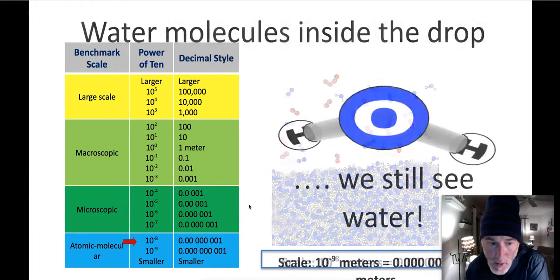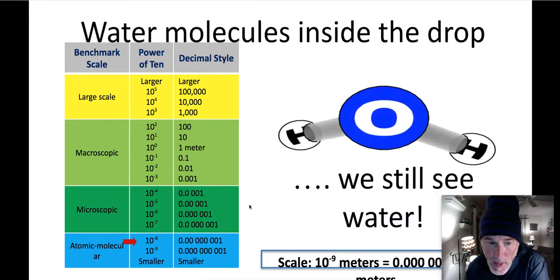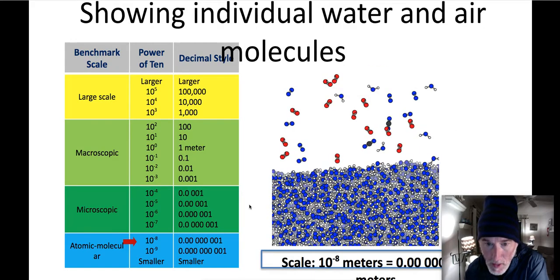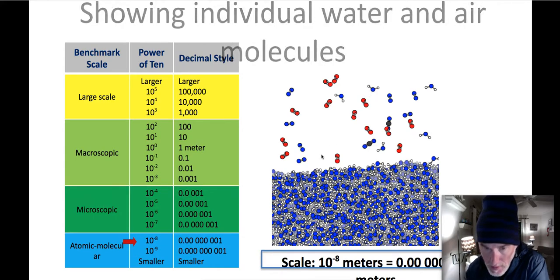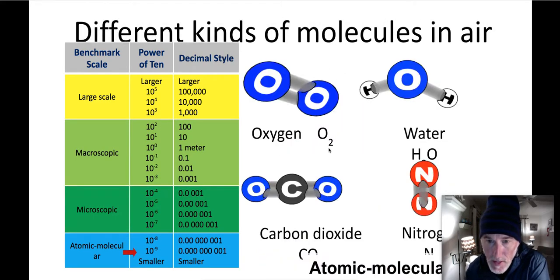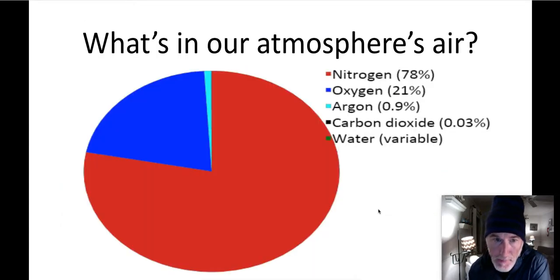I'm going to zoom in a little bit closer and we can see that one is a water molecule. So the water molecule is going to be this one right here. And they're going to zoom in on that picture there. And you can see that. All right, there are different kinds of molecules in air. We have oxygen molecules and water molecules and carbon dioxide and nitrogen. So a lot of different molecules are in air. So let's take a look at that.